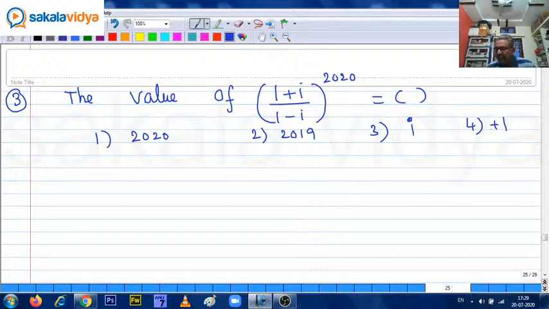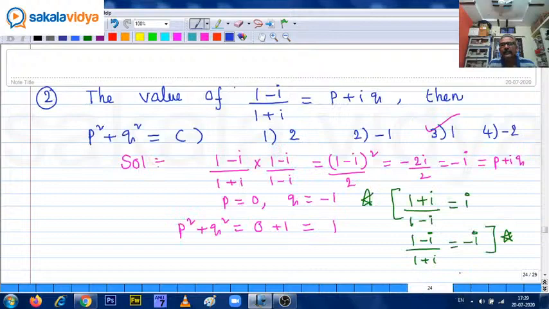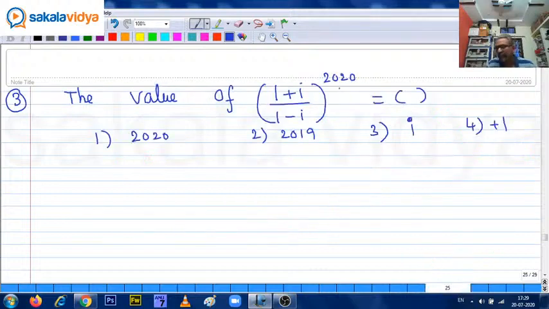Slowly the level will increase like this. If you know the concepts, with the help of concepts this problem can be solved in a fraction of a second. See, (1 plus i) by (1 minus i) is nothing but i. That is nothing but i to the power of 2020. I already discussed i to the power of 2020. Yes, it might be a previous EAMCET question or previous ICET question also. So how to solve this one now?